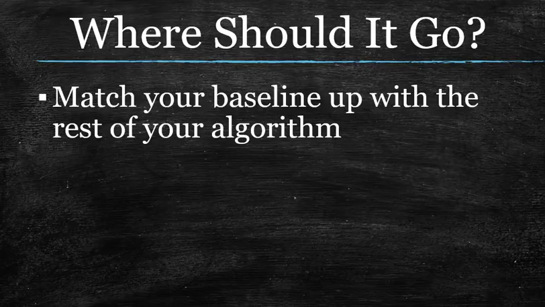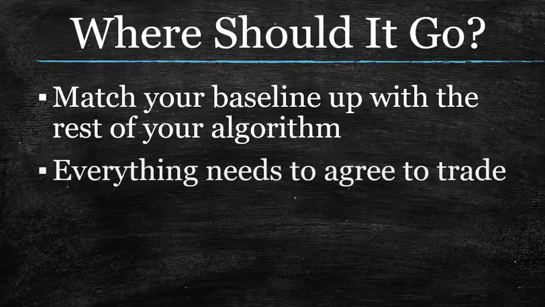It can't be too far away from where the rest of your algorithm is giving you a signal, all right? Because everything needs to agree. If your baseline is way far away from everything else, it's never going to agree. You're never going to enter a trade. Or worst case scenario, your baseline is going to make you enter a trade too late. But it can't agree all the time.